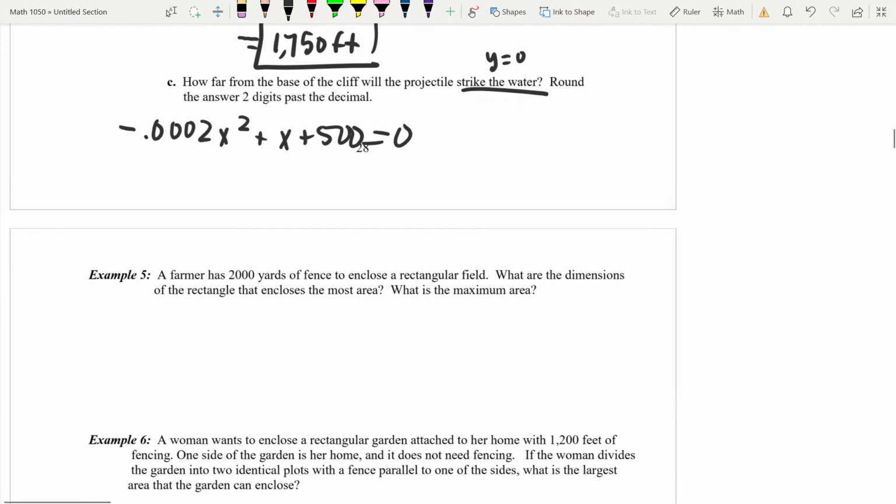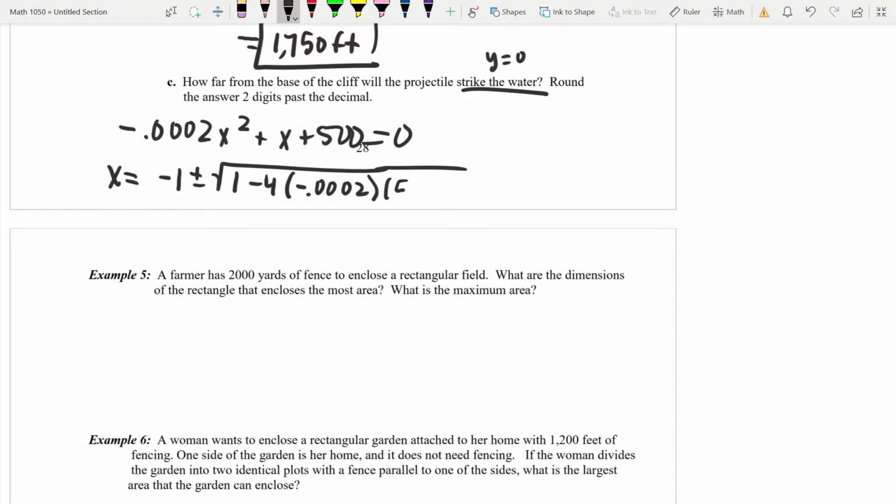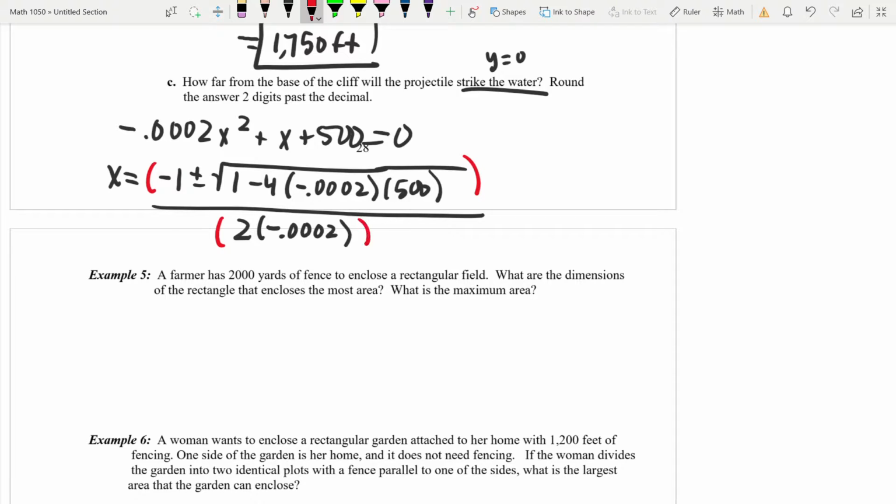Okay, quadratic formula. X equals negative 1. That's negative b. Plus or minus the square root of 1 squared is 1, minus 4 times a, which is negative 0.0002, times c, which is 500, all over 2 times negative 0.0002. Okay, grab your calculator. Please do this with me. Input parentheses around the top and around the bottom. I would literally write that on my paper if I were you. Okay, here we go. Let's make sure we're good.